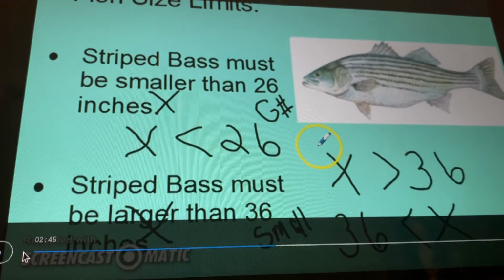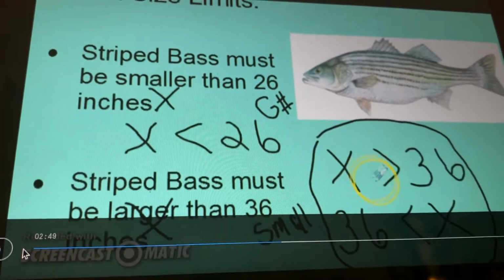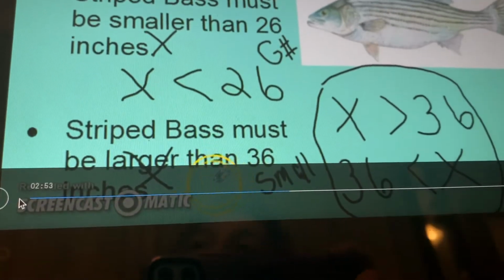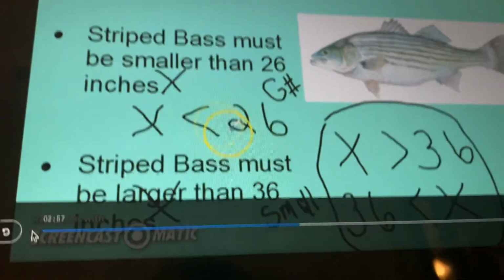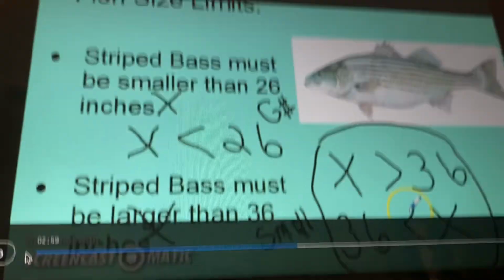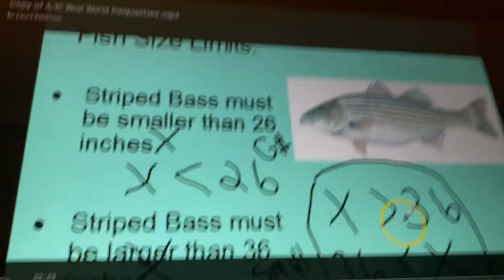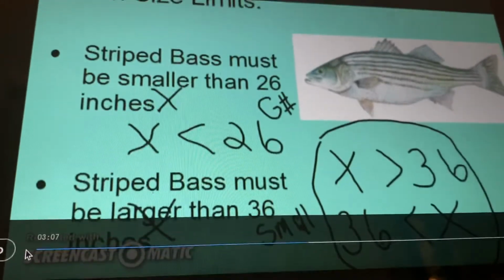But notice each one of these is right. But notice how my inequality sign is eating the X side. If this was to say less than or equal to, then we would have put the lines underneath both of these. But since it didn't say it could be equal to 36, it says larger than 36 here, it's just going to have the inequality sign without the line underneath it.